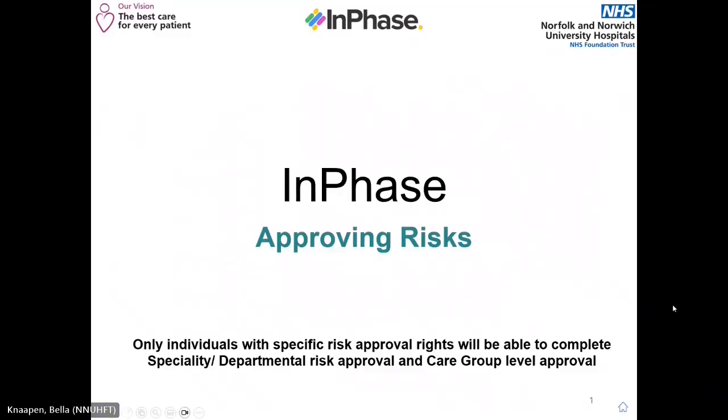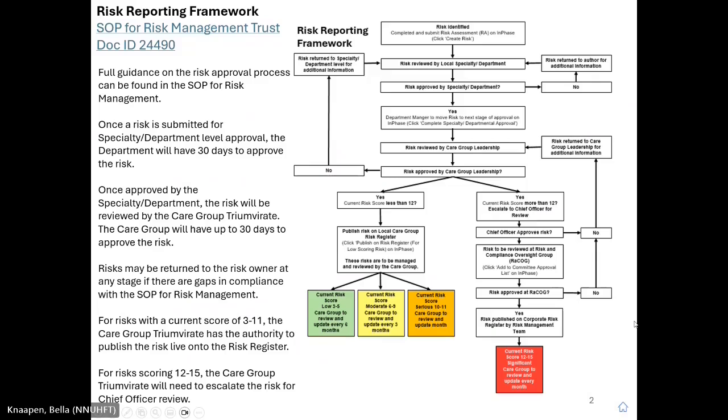We will now review how risks are approved. Please note, only individuals with the specific risk approval rights will be able to complete specialty department risk approval and care group level approval. The risk reporting framework can be found within the standard operating procedure for risk management at Norfolk and Norwich. There is a hyperlink available in the handout that accompanies this video. Full guidance on the risk approval process can be found in this document.